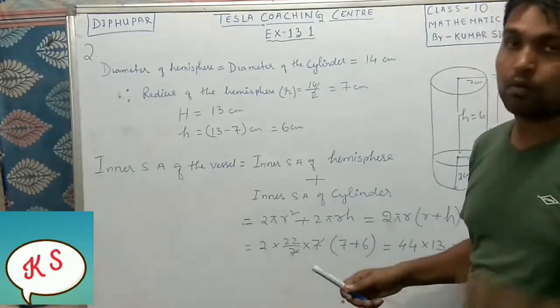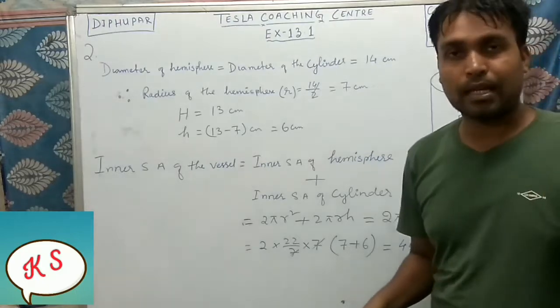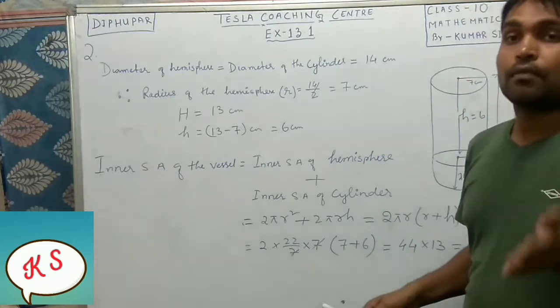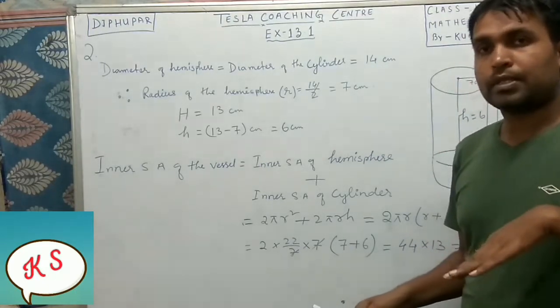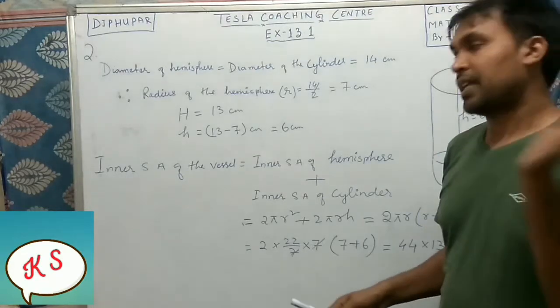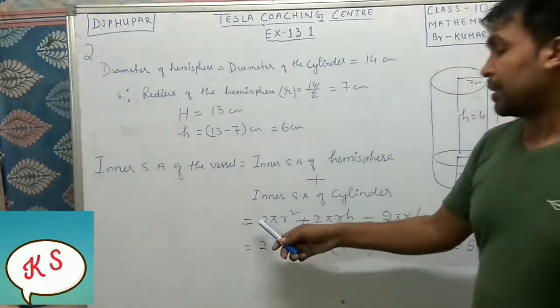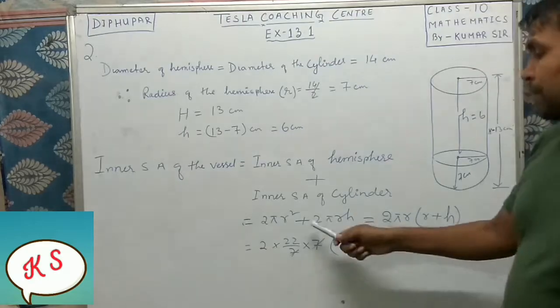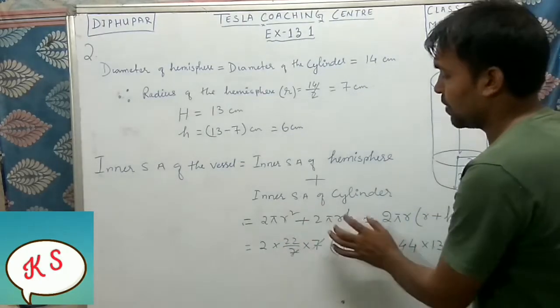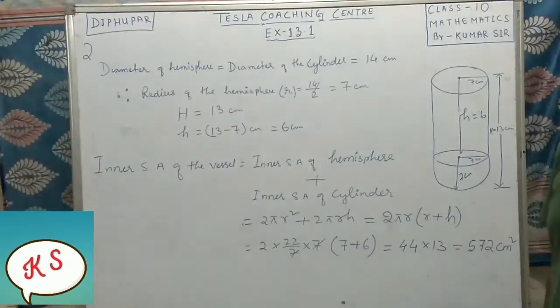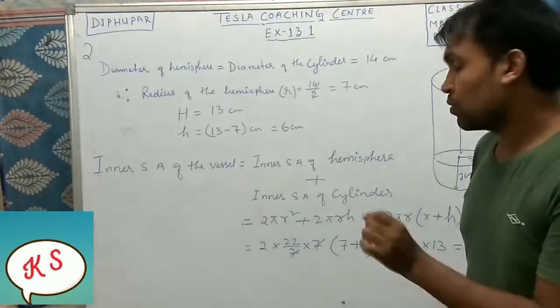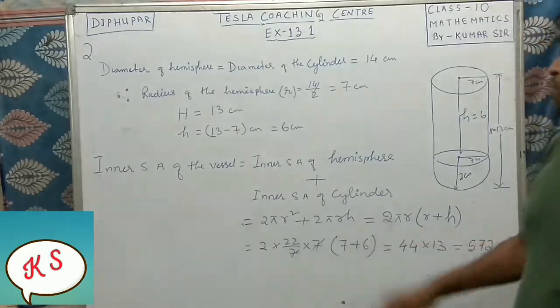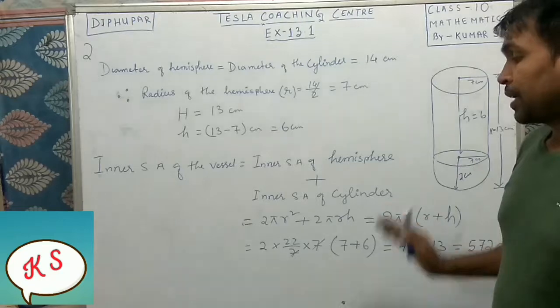2 pi r square. Already I have given these formulas in the last lecture videos. Those who have not watched it, please watch that video first and then come to this video. Okay, 2 pi r square plus the inner surface area of a cylinder. So what is the formula for the inner surface area of a cylinder? It is 2 pi r h. So we have written here 2 pi r h.